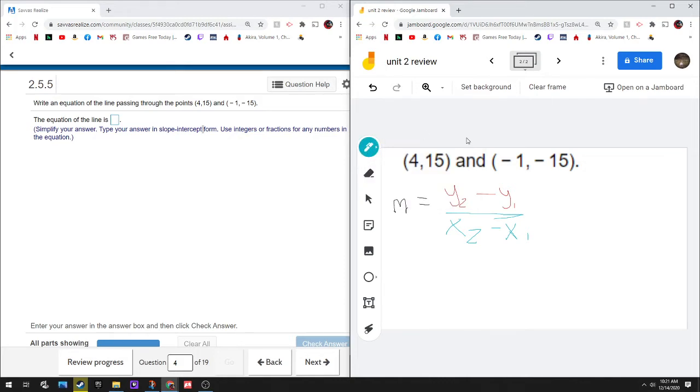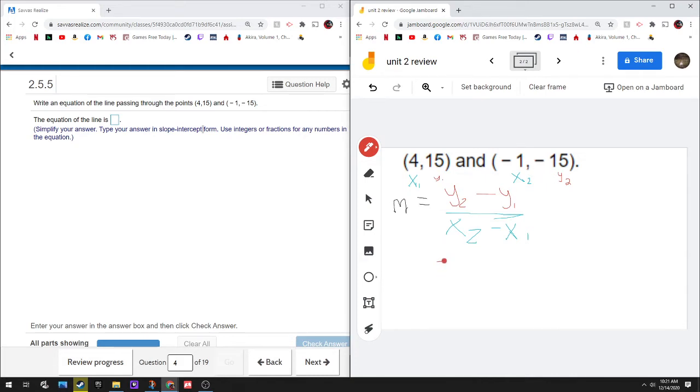So I need to remember how y's and x's work here. Points always go in alphabetical order, so it's going to be x, y, x, y. We call this x1, we call this x2. Then up here, we have our y and our y. We call this y1 and we call this y2. So I just got to put everything in the right spots.